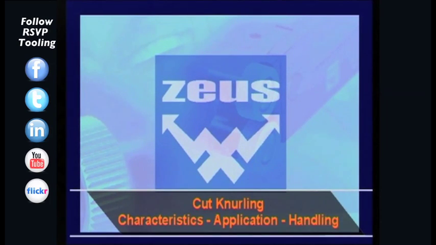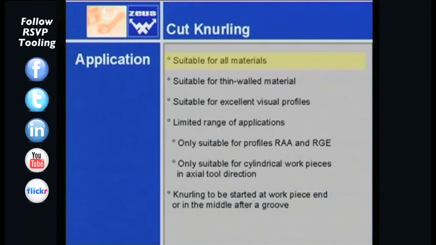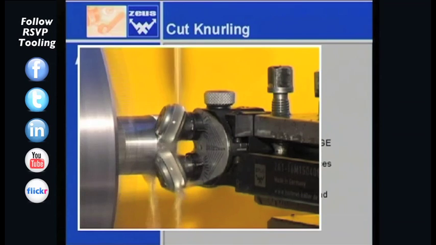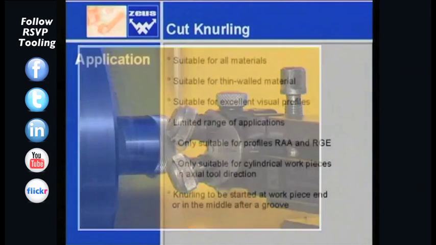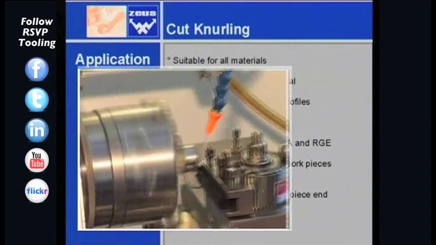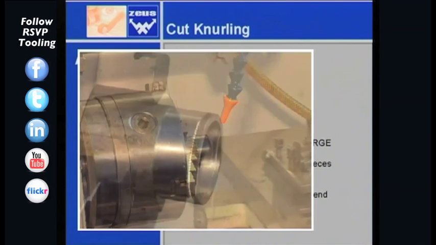Cut knurling is the alternative method by which swarfs are removed during the knurling process. The main characteristics are as follows. With cut knurling, all materials can be processed. Even relatively soft synthetic material can be knurled. Cut knurling is also suitable for thin-walled workpieces. Cut knurling is especially suitable for applications where an excellent visual profile is required.